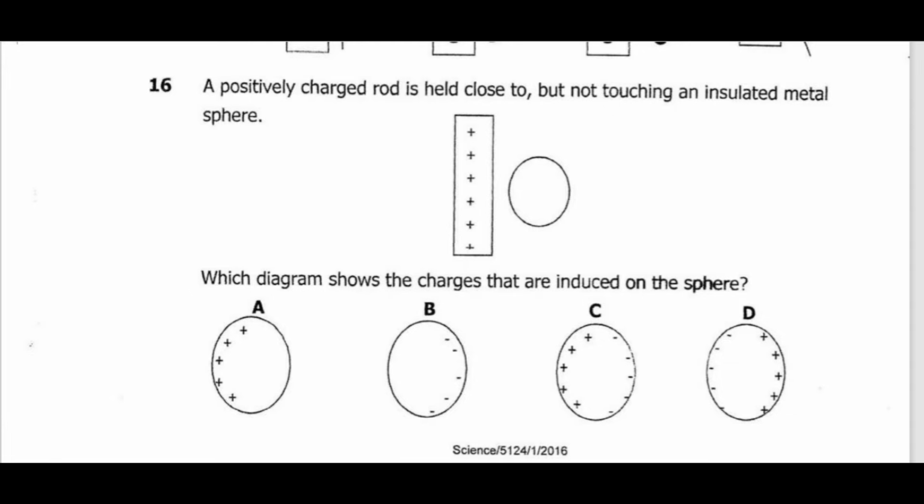Then we have question 16. A positively charged rod is held close to but not touching an insulated metal sphere. Then this is positive. So we know that this metal sphere has charges that were evenly distributed. Now after you bring something that has a charge, the electrons and the protons now will move according to whatever that is in contact. So here the electrons will move to this region due to the force of attraction. Then the protons will move to this region due to the force of repulsion. So we can say that our answer is D.